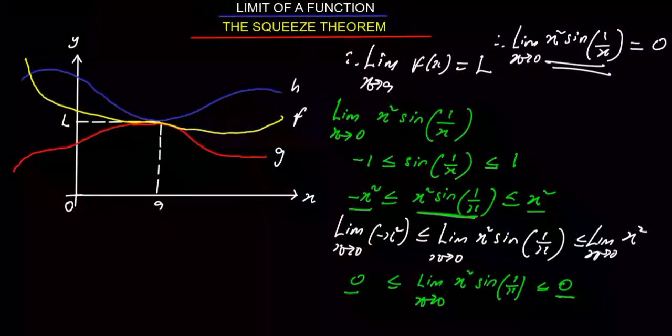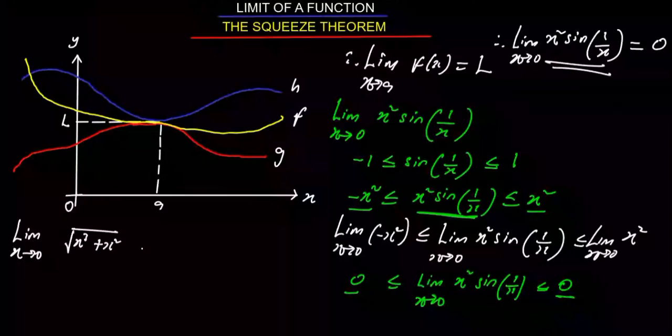If I have the limit as x tends to 0 of x cubed plus x squared sine pi over x, we are asked to evaluate this.